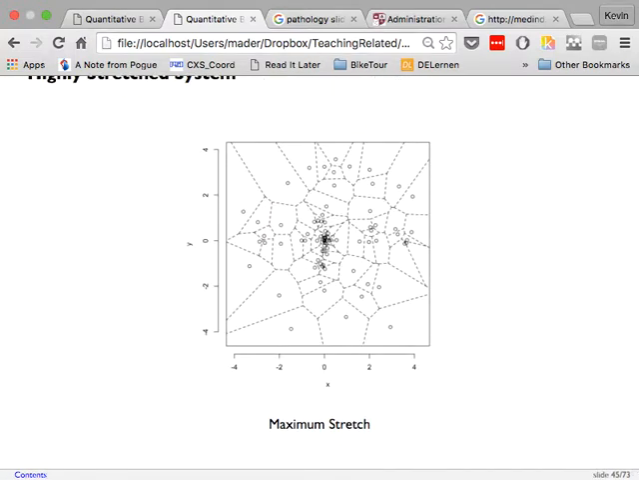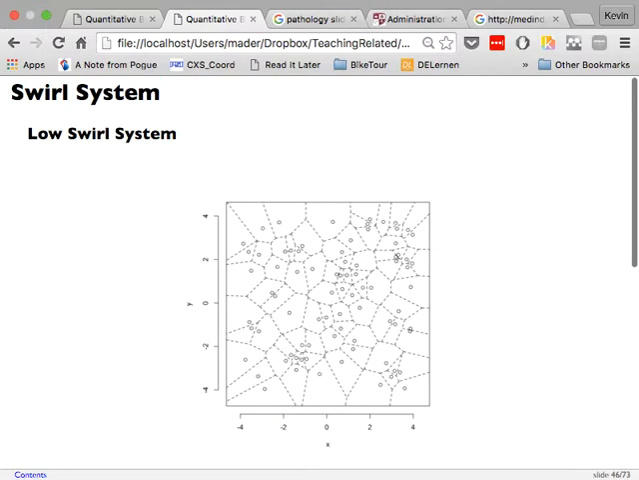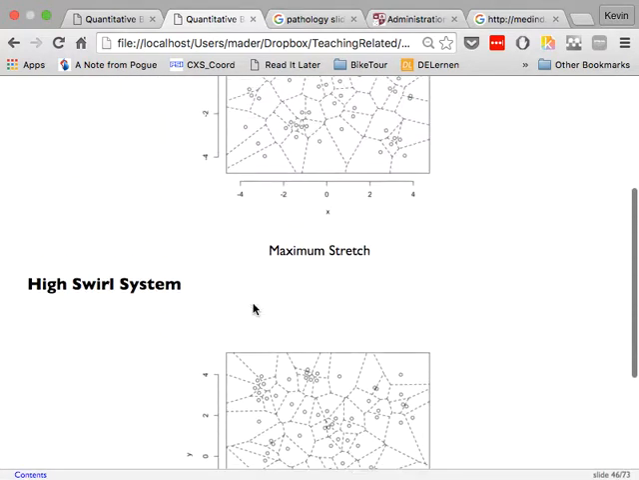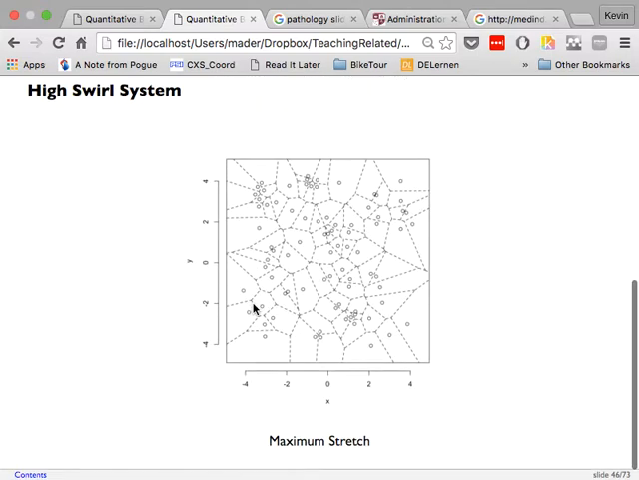Similarly, when you compress them towards the middle, you see again that you get very, very small areas here and much larger areas towards the edges. Swirl, you get the same sort of thing, where after a high swirl, you start to see structures and things getting closer together that you hadn't seen before.